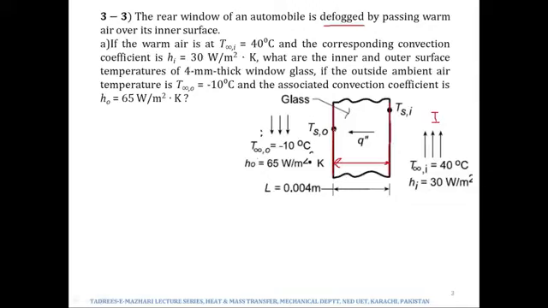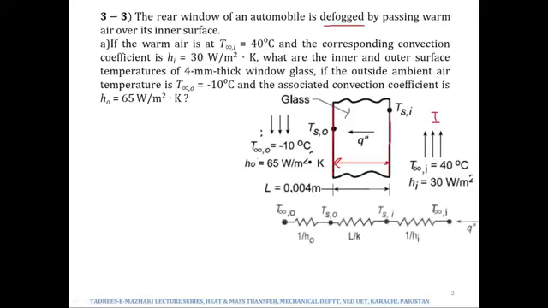It depends upon you. So over here we can see that there are three resistances. One would be the conductive resistance offered by the glass. Through the glass it would be conduction, and since the air is flowing over the inner surface and the outer surface of the glass, there would be a convection resistance on either side of the glass. Wherever there is convection, there would be a convective resistance. Wherever there is conduction, there would be conductive resistance.